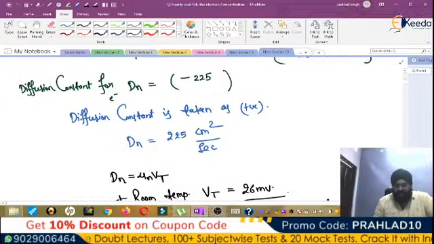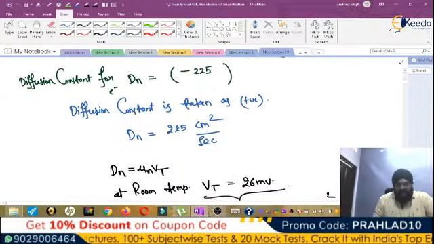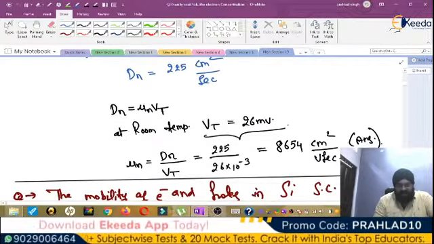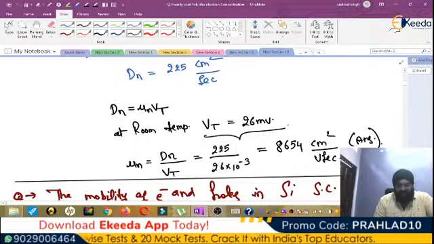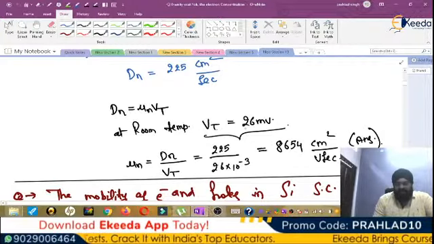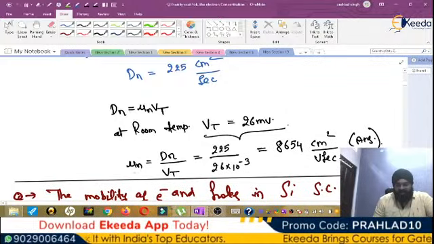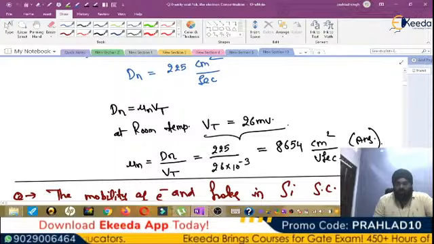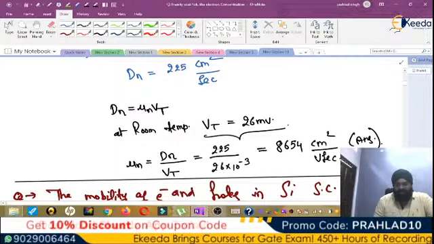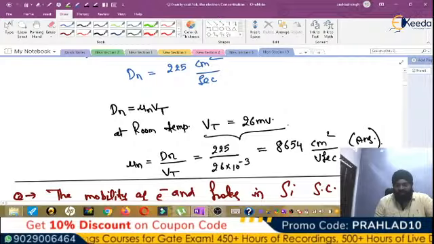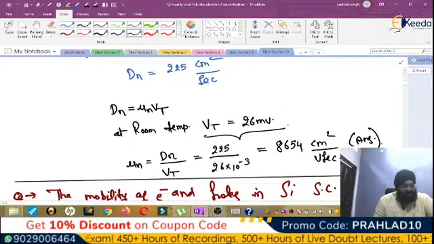Okay, and according to Einstein's equation, Dn is equal to mu n into Vt. So at room temperature, Vt is 26 millivolt, so mu n is Dn by Vt, which is 225 by 26 into 10 raised to power minus 3. So this value comes as 8654 centimeter square per volt second.